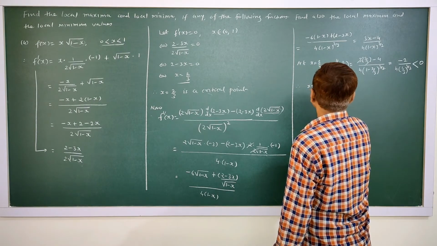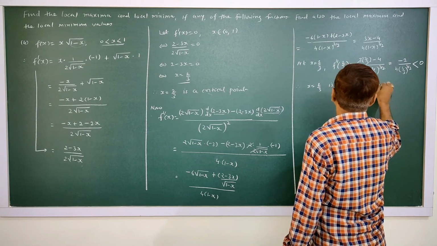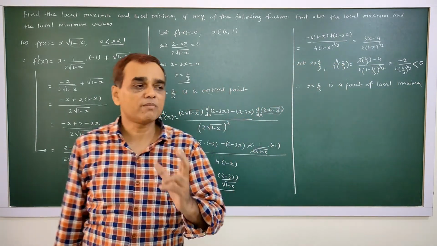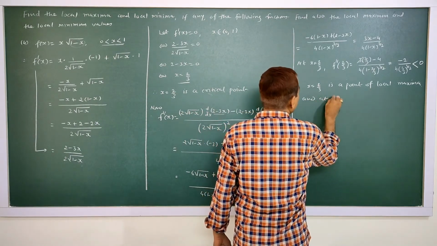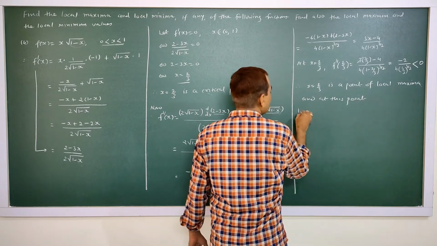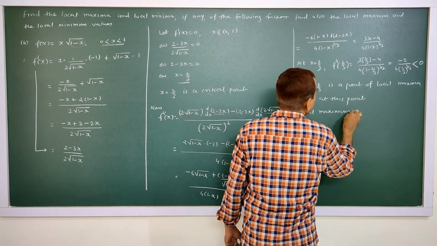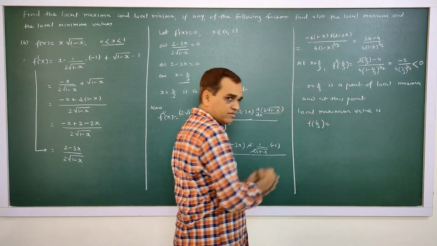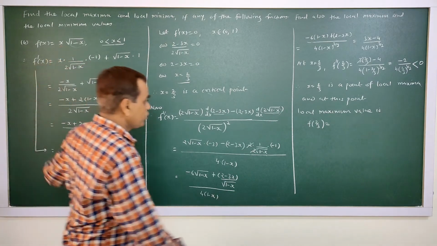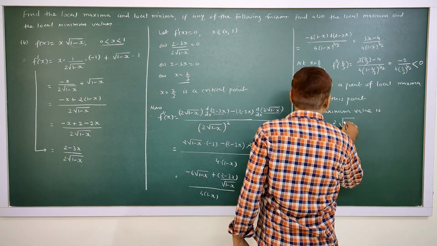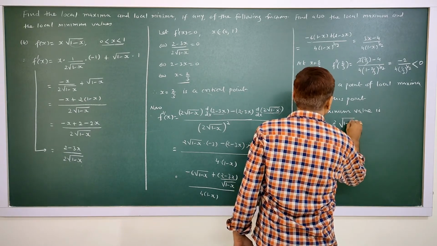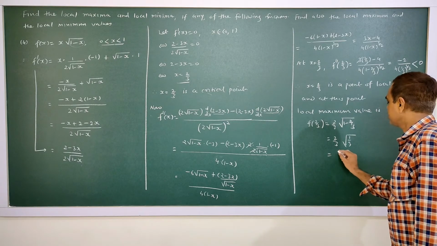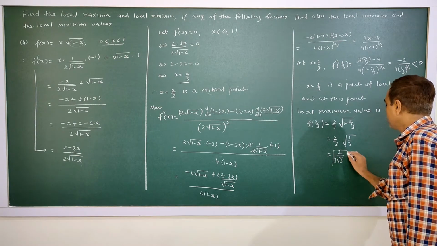Therefore, x equal to 2 by 3 is a point of local maxima. And the local maximum value at this point is f of 2 by 3. So put here 2 by 3. So 2 by 3 times the square root of 1 minus 2 by 3, that is 2 by 3 times the square root of 3 minus 2 over 3, which is 1 by 3. So that is 2 upon 3 root 3. So this is the local maximum value.